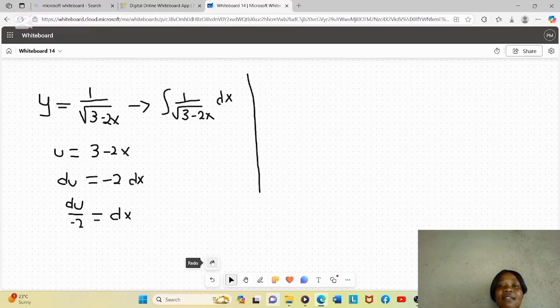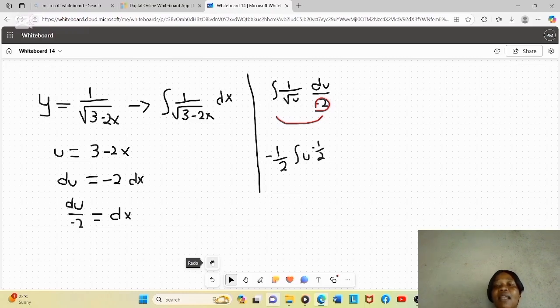Then from here we have the integral of 1 over the square root of u. Where there is 3 minus 2x, we replace it with u. Where there is dx, we replace it with du over negative 2. Then we take the constant negative 2 and move it in front of the integral sign. Then from here we have negative 1 over 2, the integral of u raised to the power negative 1 over 2. 1 over the square root of u can be written as u raised to the power negative 1 over 2 times du.